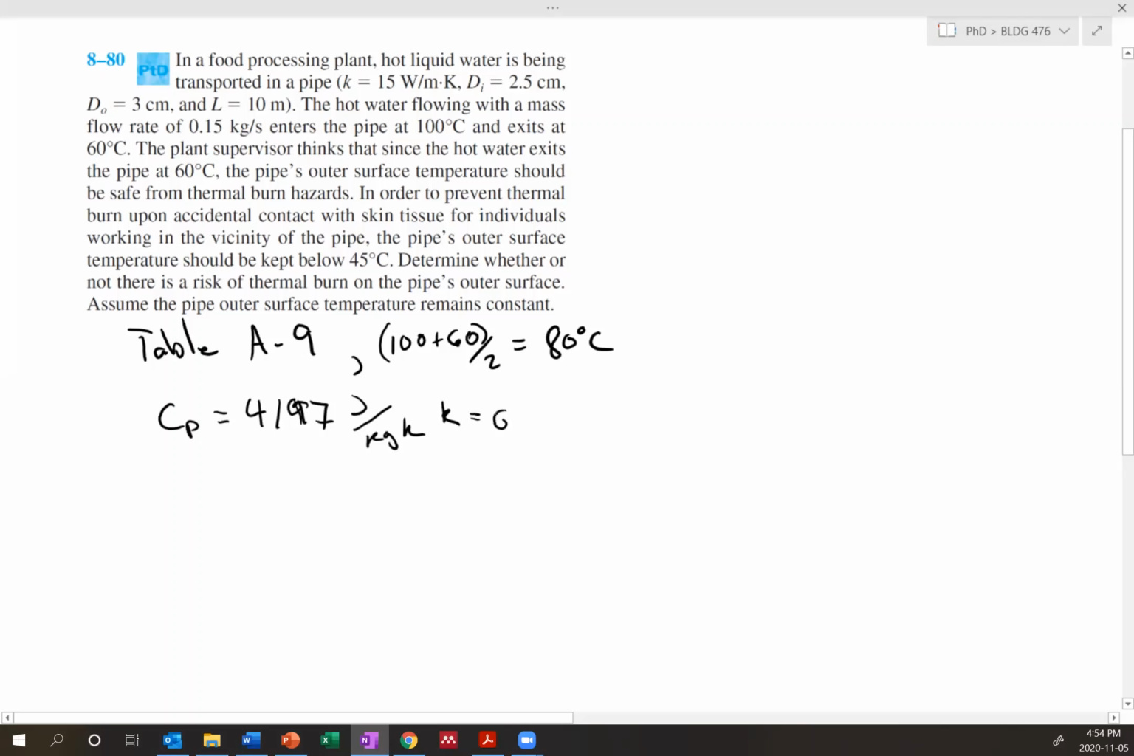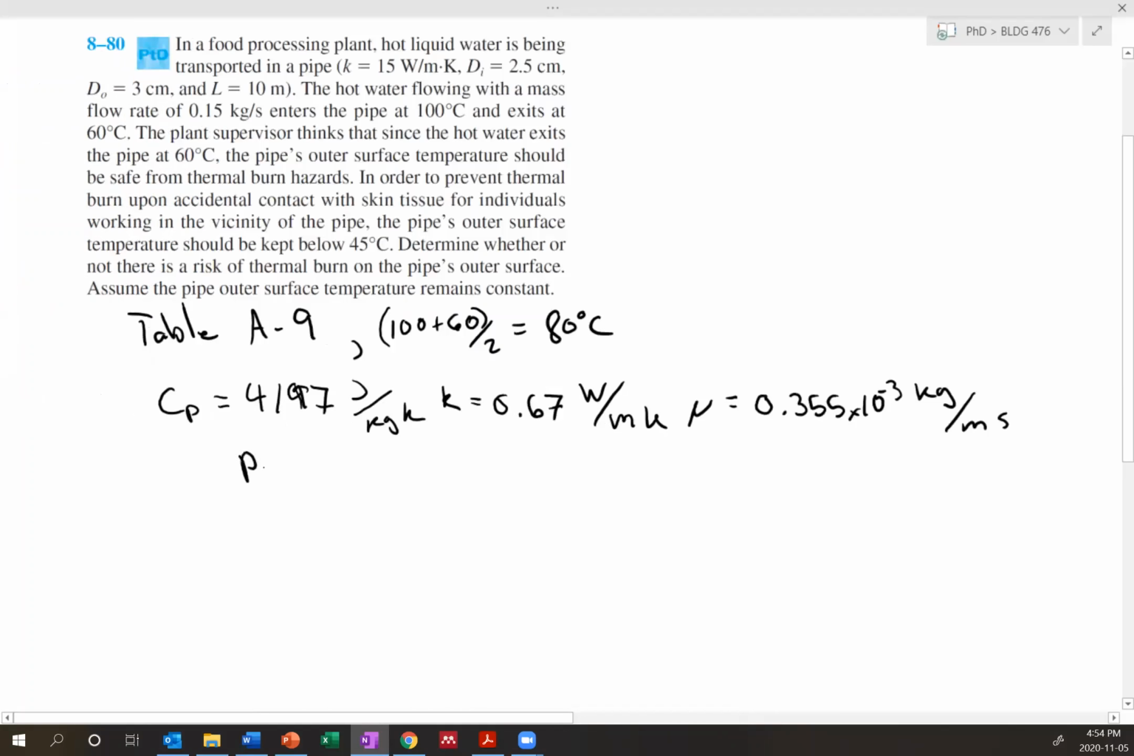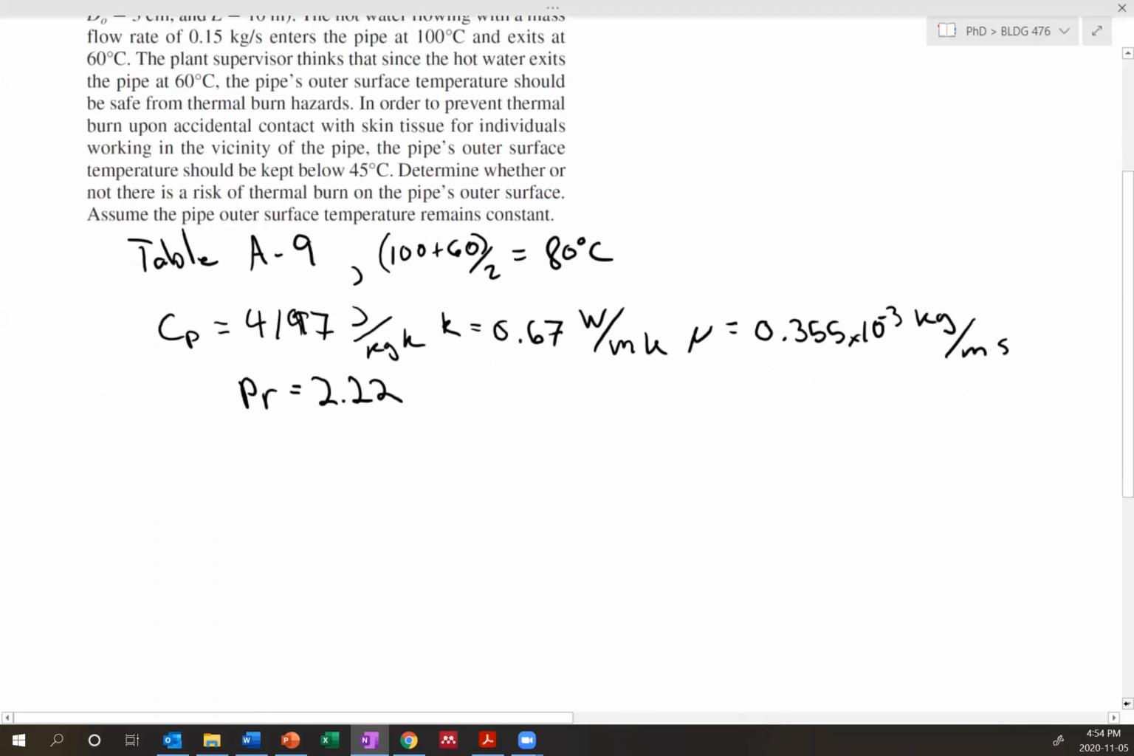Okay. Friction coefficient. And finally, our Reynolds number. All right.